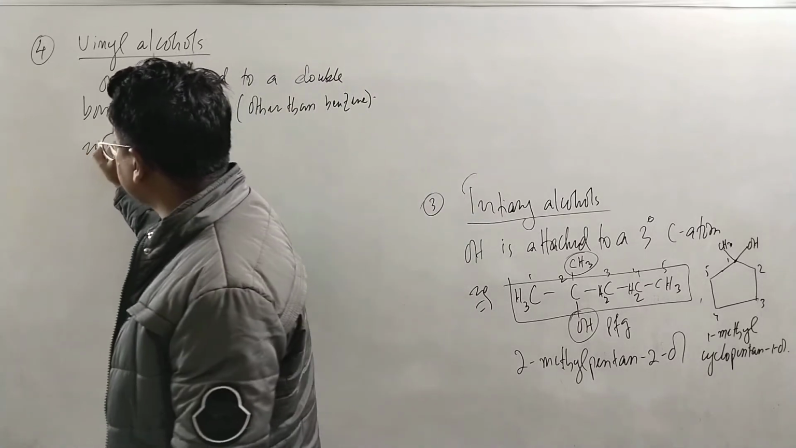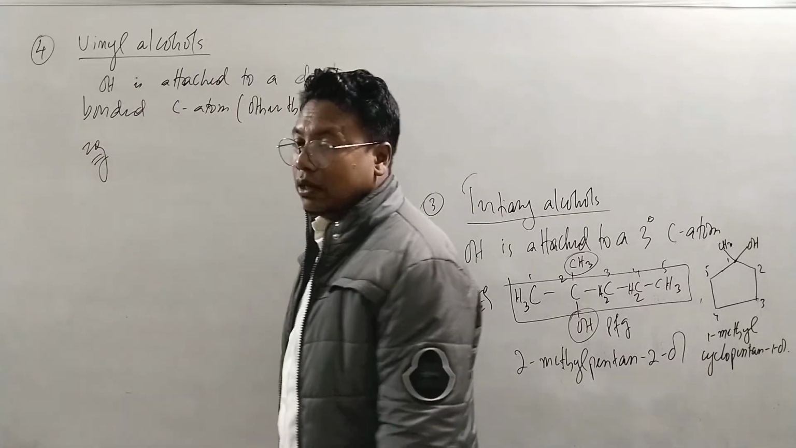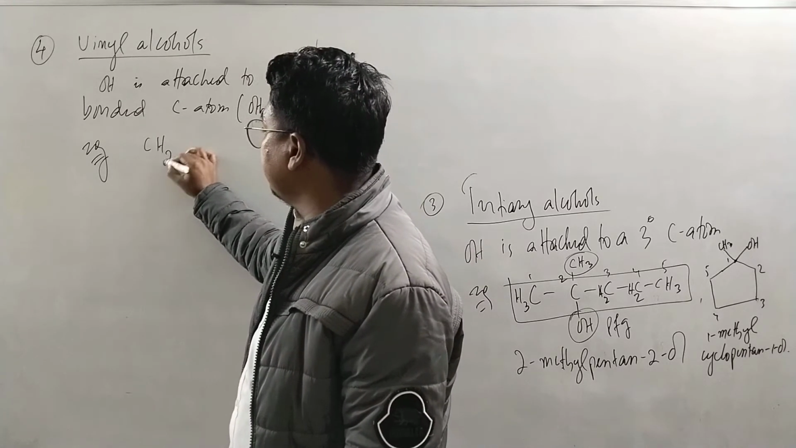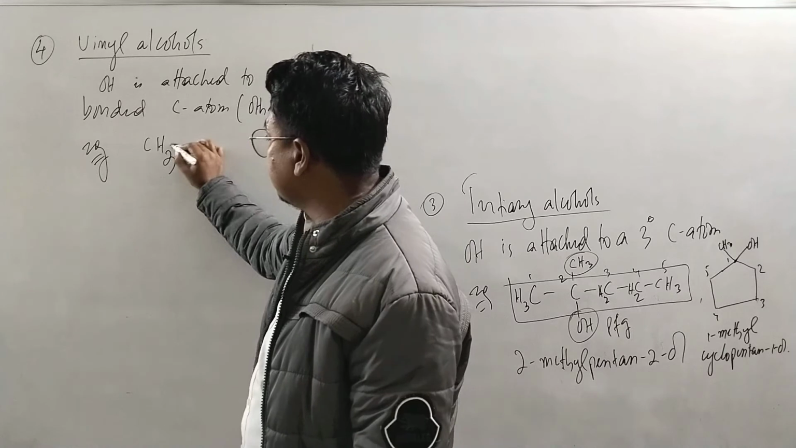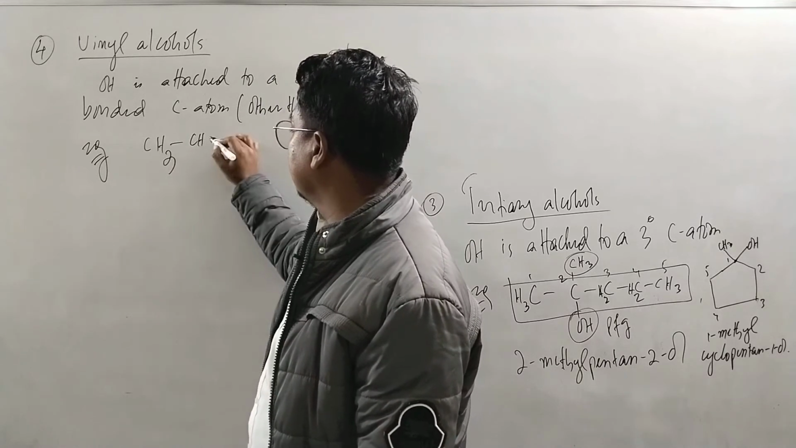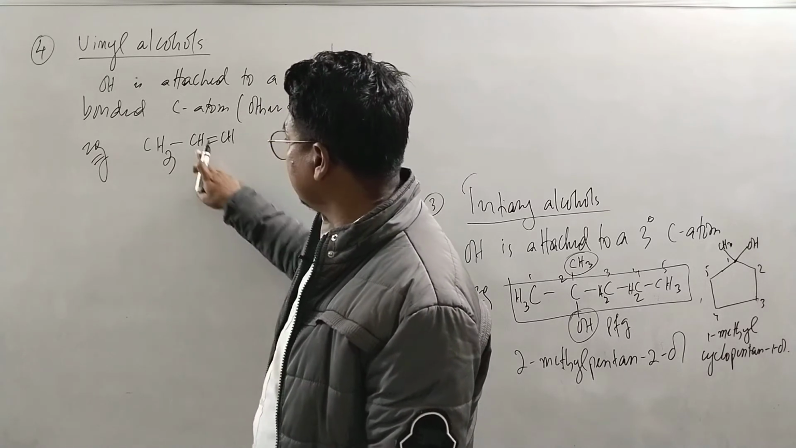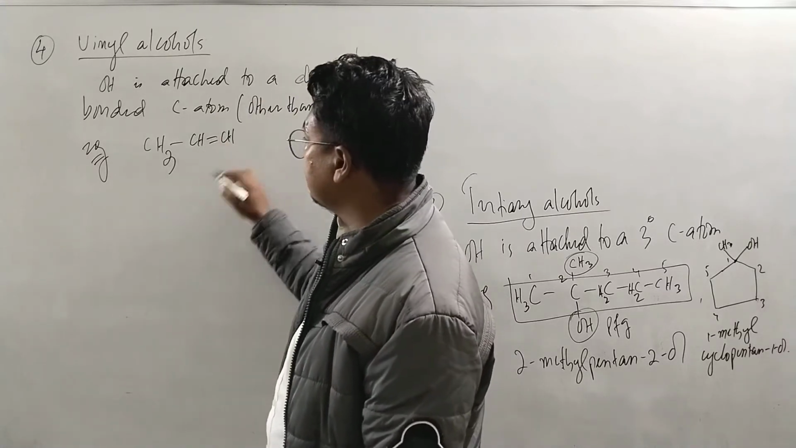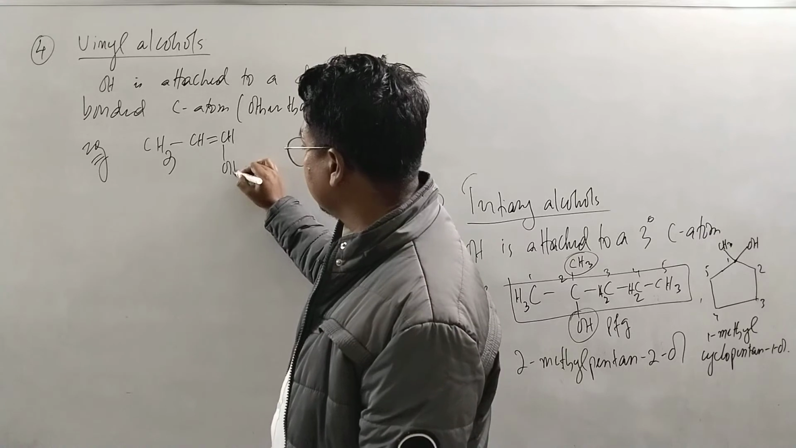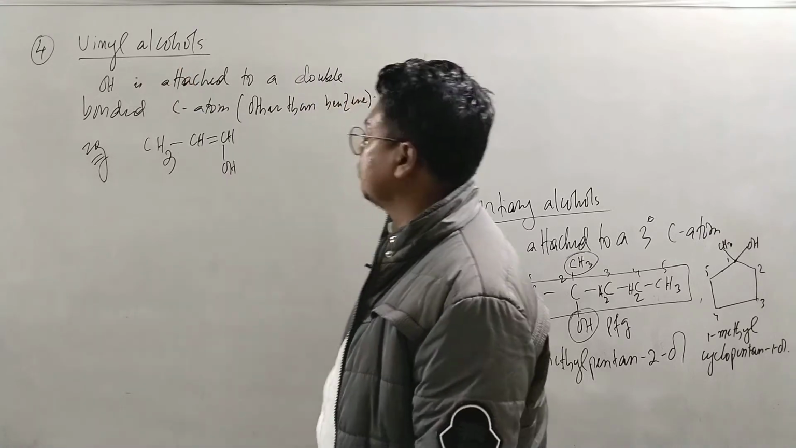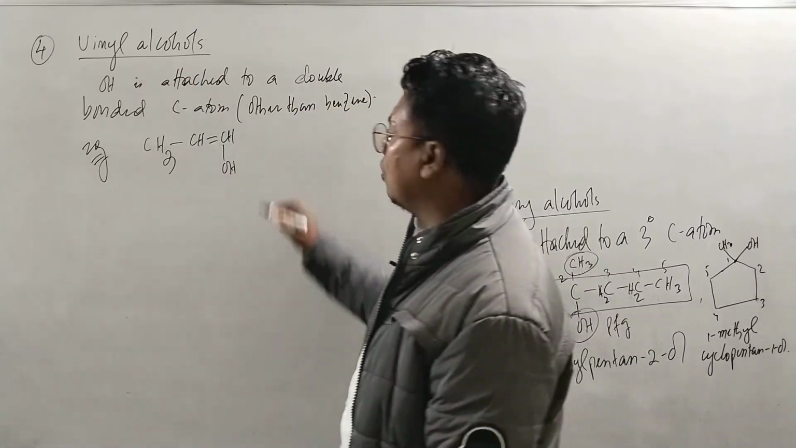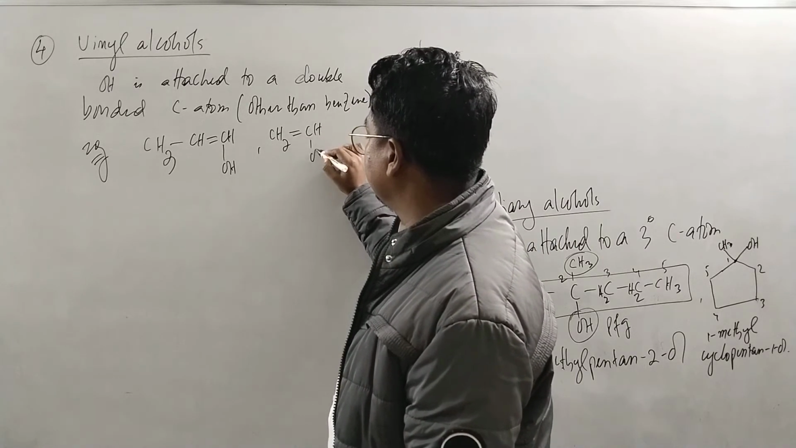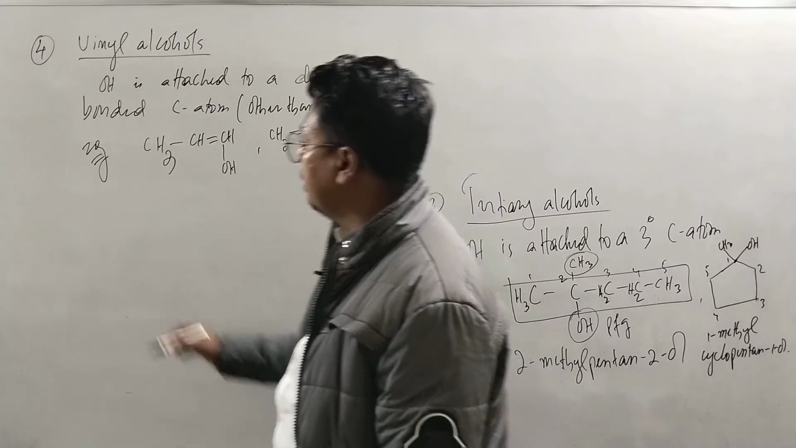So let me give one example of vinyl alcohol. Suppose I am taking this chain. This is CH3, CH, double bond CH. These 2 carbon atoms are called vinyl carbon atoms. So if OH is attached to this vinyl carbon atom, then this becomes a vinyl alcohol. This is vinyl alcohol. Okay.